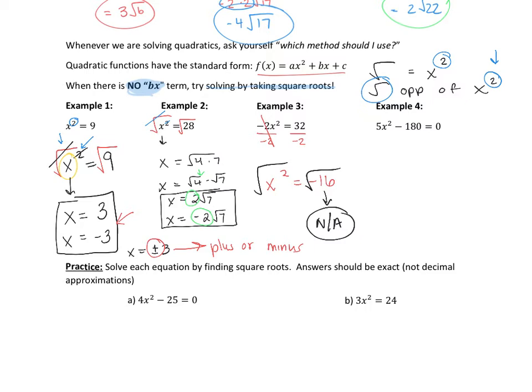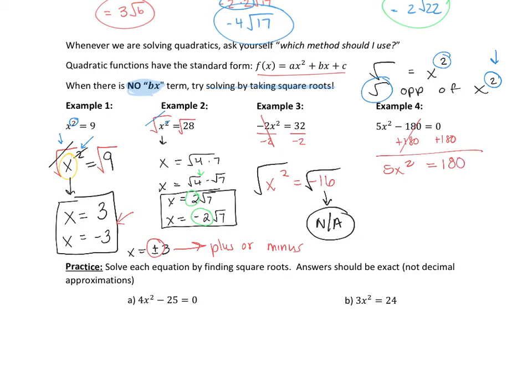Okay, so same thing here. X squared is not on the left side by itself. So we need to do some things before we can go ahead and take the square root of each side. Okay, so my first thing I'm going to do is add 180 to both sides. Okay, and I'm left with 5x squared equals 180.